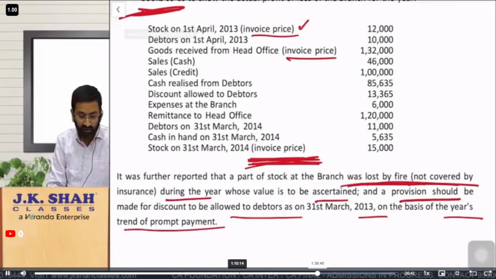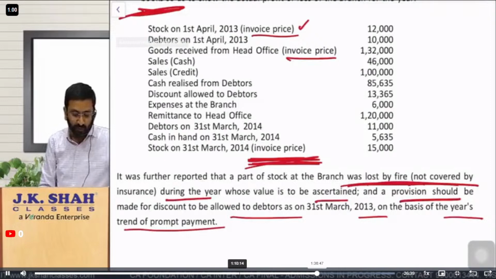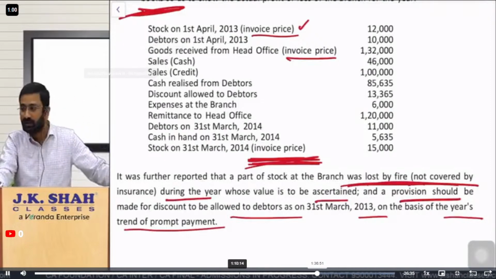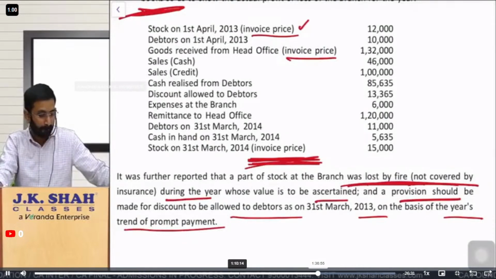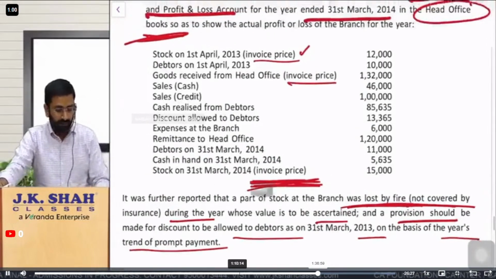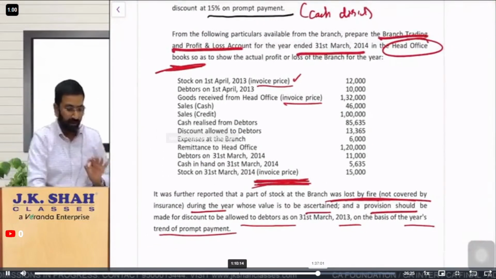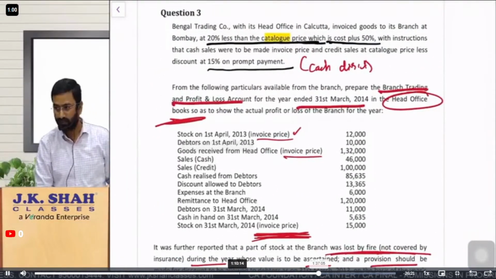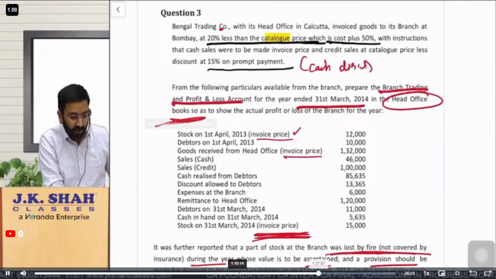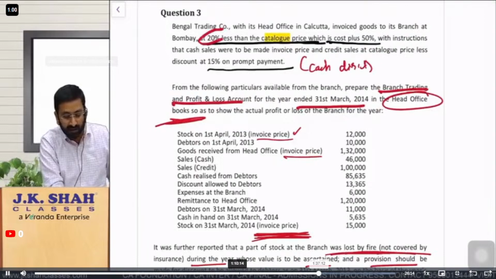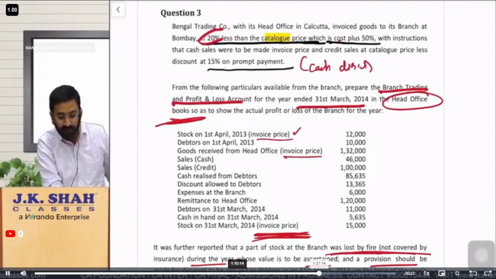Underline the last sentence. A provision for discount should be made for debtors on 31st March 13 on the basis of year's trend of prompt payment. Okay. Now, what are the important observations? Have they given IP? No. What is the IP in this question? 20% less than catalog. And catalog price is cost price plus 50%.